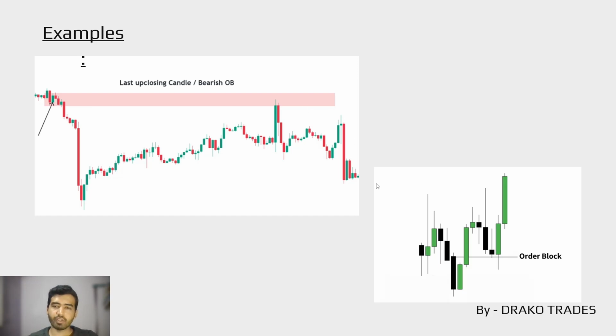Here you can see price took out the liquidity from the previous swing low, and this thick black, or you can say red, candle was formed, and this red candle had all the limit orders stacked up. So when the price came back to this order block, it instantly jumped and gave the reaction. And here you can see it was a bearish order block. When the price came to this bearish order block, it instantly reversed down and gave the reaction.